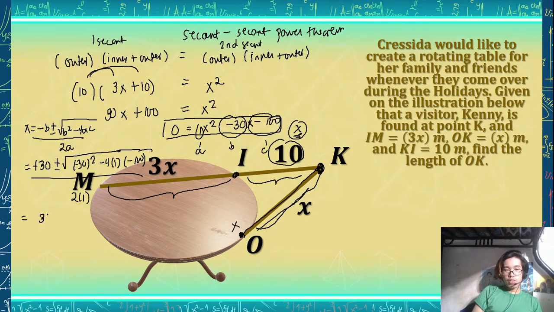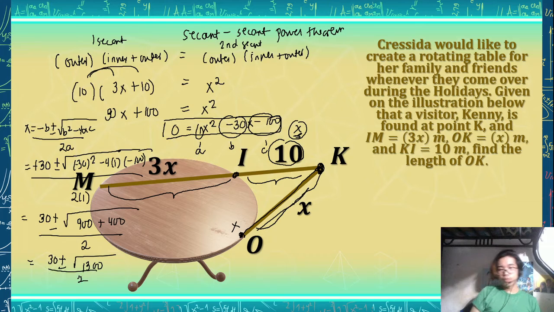This should give us 30 plus or minus the square root of 900 plus 400, all over 2. That's 30 plus or minus the square root of 1,300 all over 2. Let's double check that: 30 squared plus 400 gives us 1,300. The square root of 1,300 is 10 square root of 13, so we have 30 plus or minus 10 square root of 13 all over 2, or 15 plus or minus 5 square root of 13.